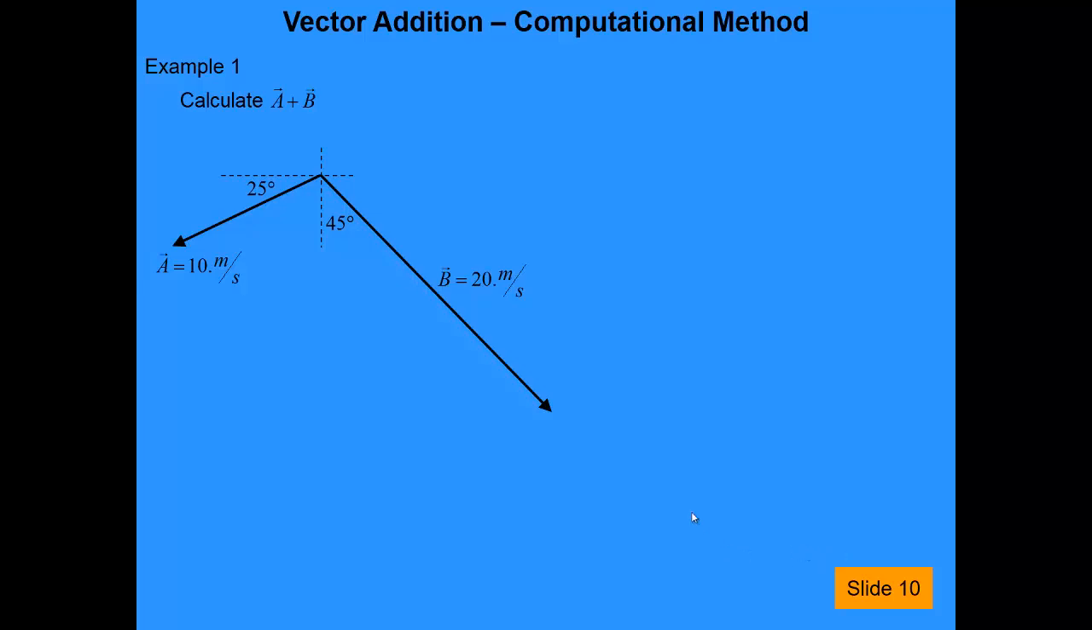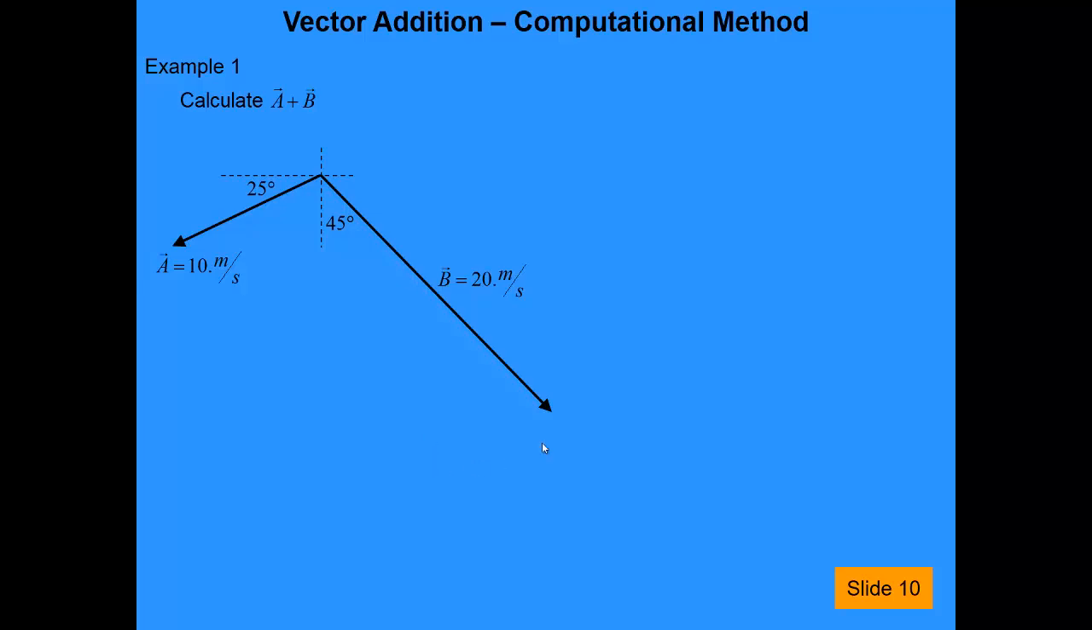So here we have two generic vectors, which I am calling A and B. From context, specifically the units, you can tell that these are two velocity vectors. A is a 10 meter per second velocity at 25 degrees, and B is a 20 meter per second velocity at 45 degrees. And I want to add these two together. So I want to see what the net or resultant velocity of these two would be.